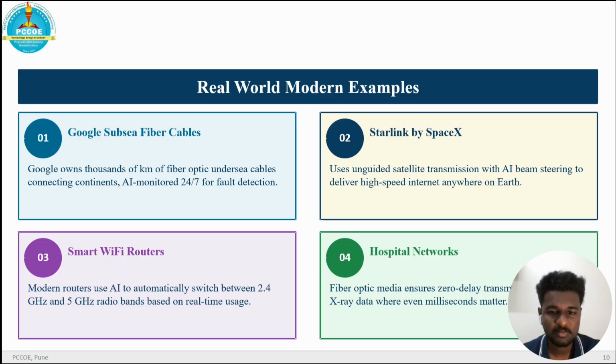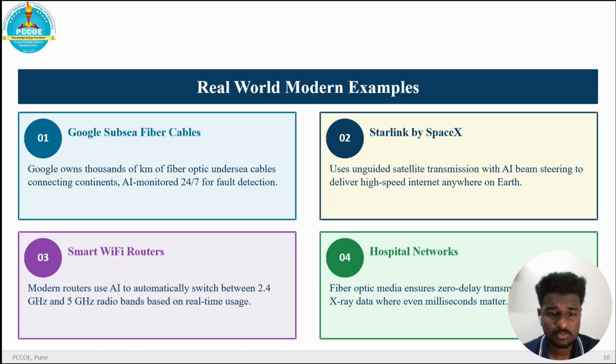Google Fiber cables. Google owns thousands of kilometers of optical fiber cables, including undersea cables connecting across the globe, and these are monitored by AI 24/7 for fault detection. Starlink by SpaceX uses unguided satellite transmission combined with AI-based steering to deliver high-speed internet to any location on Earth, even remote areas. Smart Wi-Fi routers.